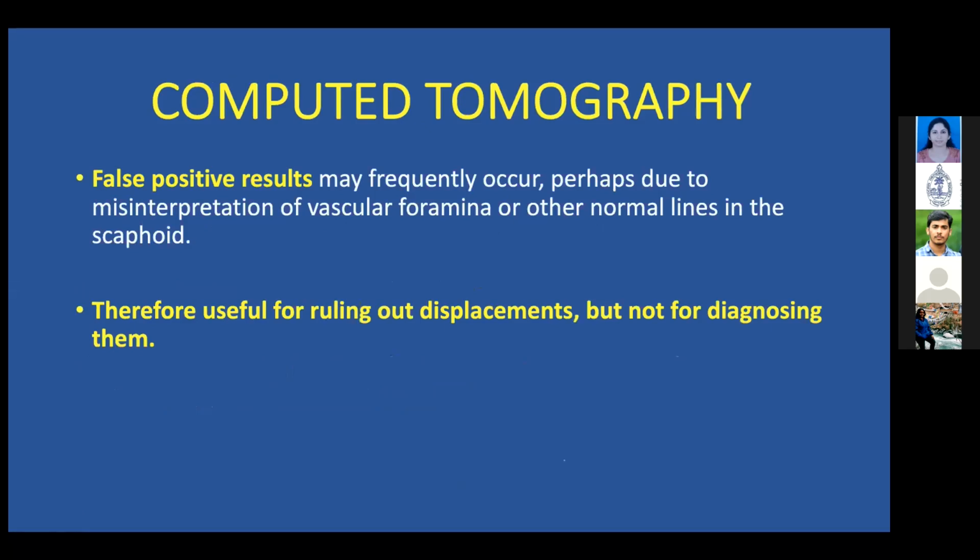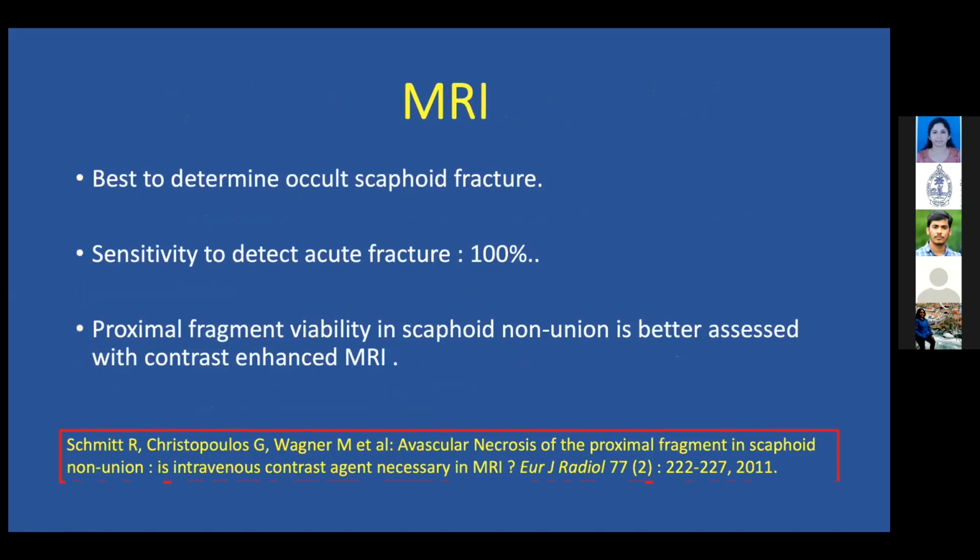False positive results frequently occur due to the misinterpretation of vascular foramina or other normal lines in the scaphoid. So, CT is useful for ruling out displacement, but not for diagnosing fractures. So, if you are suspecting an acute scaphoid fracture, CT is not the imaging modality you should ask for. MRI is the best to determine the occult scaphoid fracture.